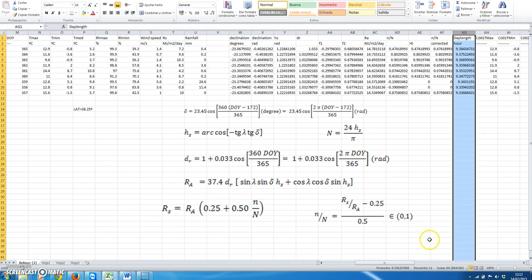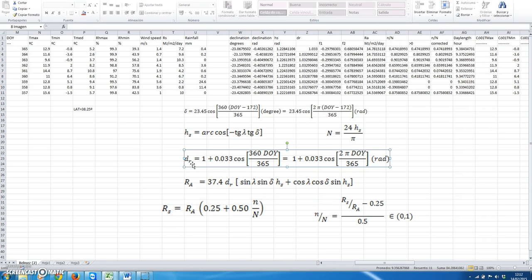Next, we calculate a variable which corrects solar radiation data for the distance from the Earth to the Sun. This is the variable d sub r. If we used a pocket calculator, we would apply this equation, but as we are using radians, we apply this equation. Then we calculate dr by putting here the equation for operating with radians. Then we apply the equation for extraterrestrial radiation, R sub A, which is this one.